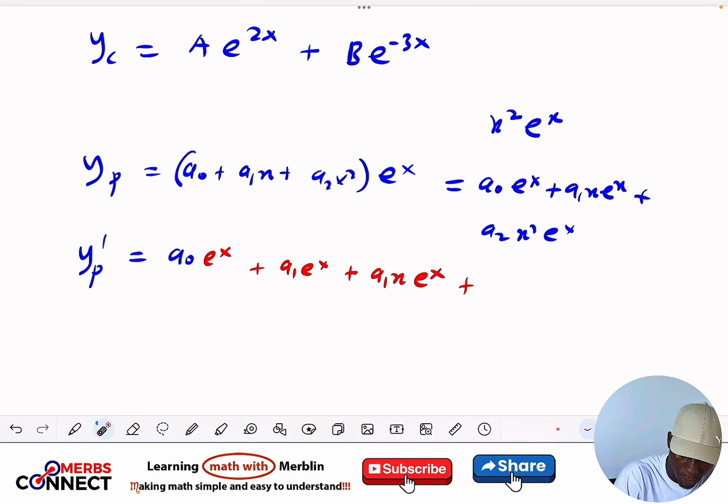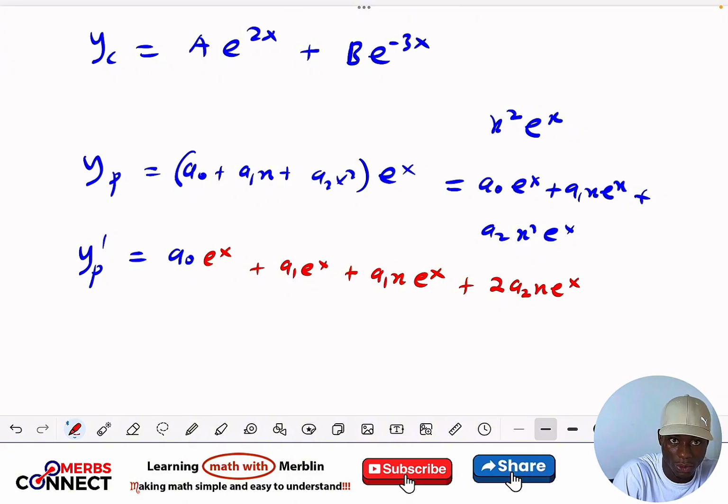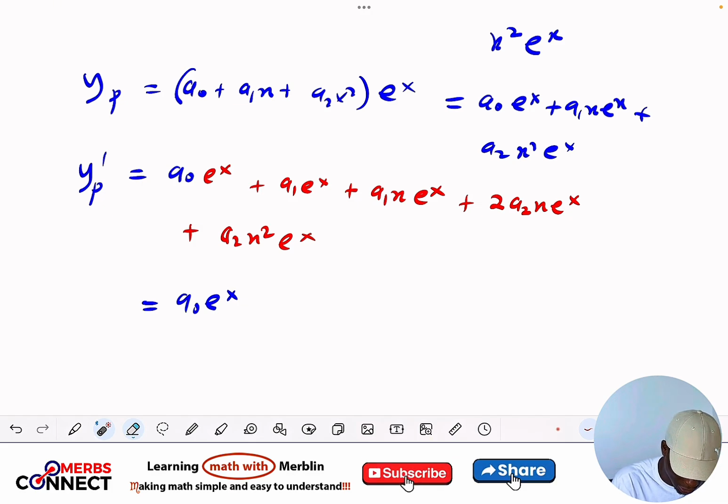Then plus I need to use the product rule again here. I'm going to maintain a2 e to the power x and differentiate x squared, so I'm going to have 2a2x e to the power x. Then plus, now you maintain a2x squared and differentiate e to the power x and get this. So let us simplify before we do the rest. I can't simplify, so I think I just need to leave it like that.